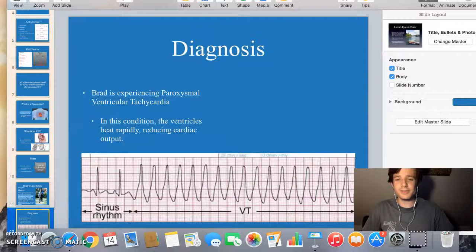And if you look at the ECG, it can occur at any time. And you can see how quickly the onset of this state is. It happens instantly.